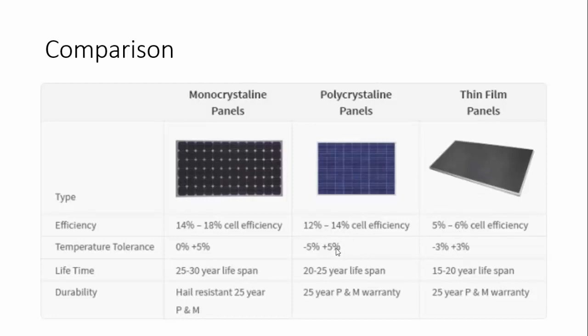We can also see the life of the panels. Monocrystalline panels have a good life of 25 to 30 years, whereas polycrystalline panels have a relatively lower life of 20 to 25 years, and thin film panels have a lifespan lower than the other two types, at 15 to 20 years. The hail resistance means the resistance to impact. It has resistance to impact, and it also generally has a 25 year warranty.